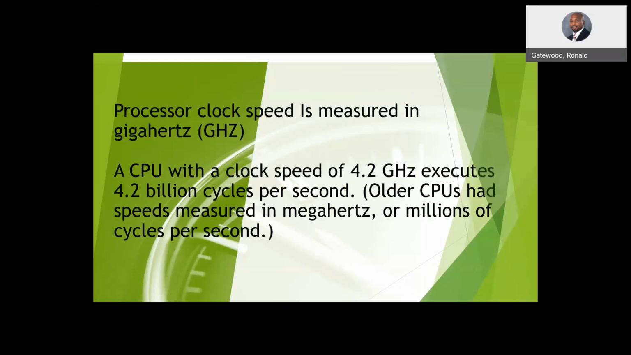But if you look at your computer now, if you have an up to date computer, especially a computer that was purchased in the last 5 or 6 years, the processor clock speed should be measured in gigahertz.